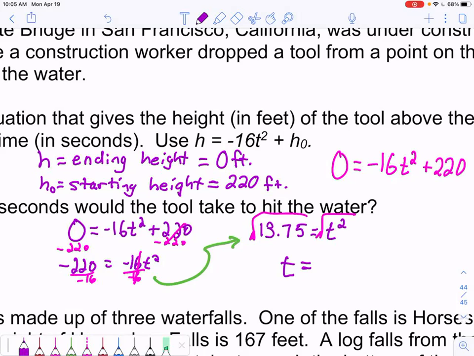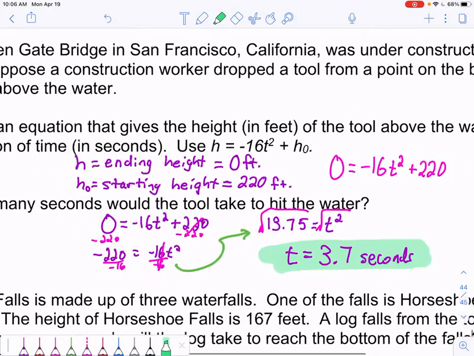Does anybody need help putting it in the calculator? So we can show you how to do that. Jason, what did you get? 3.7, good. And 3.7 what? Everybody okay putting that in the calculator, finding that square root? Yeah, I mean, that's definitely something we're gonna have to do.